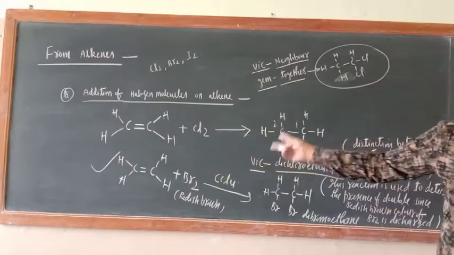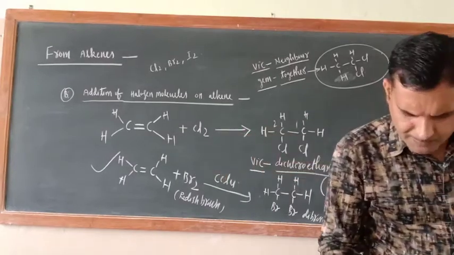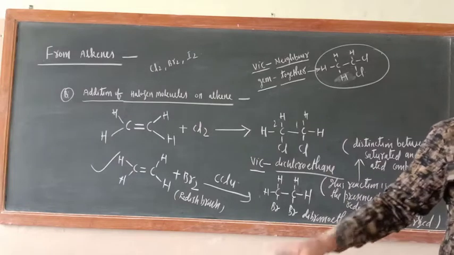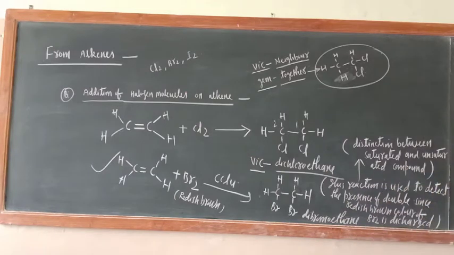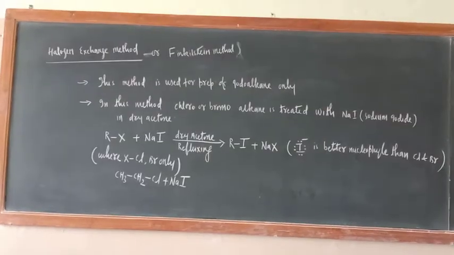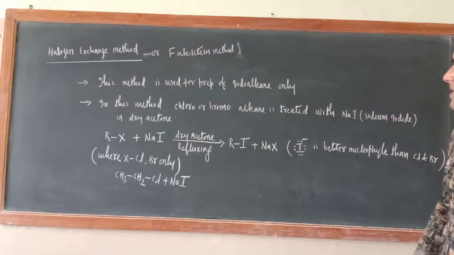It is one type of addition reaction. In this way, this is also completed. Next reaction is Finkelstein reaction or halogen exchange reaction. So the next method is the halogen exchange method or Finkelstein method.